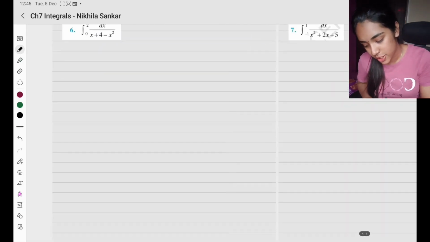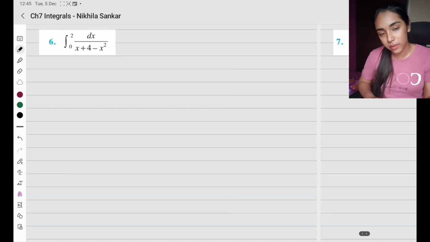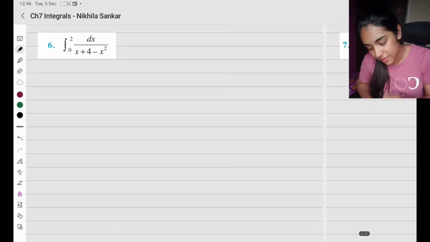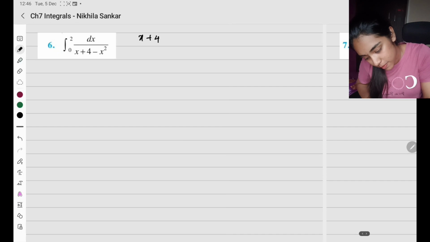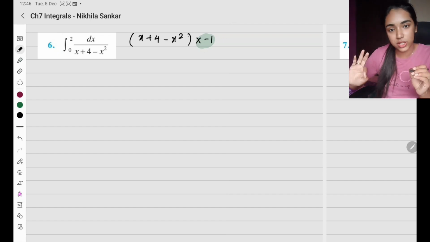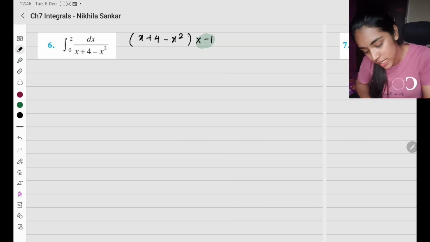Question number 6. So what are we going to do at this point? Completing the square. So I have the denominator as x plus 4 minus x square. I am going to multiply by minus 1 for my easier calculation, for my convenience. So it is going to be x square minus x minus 4.